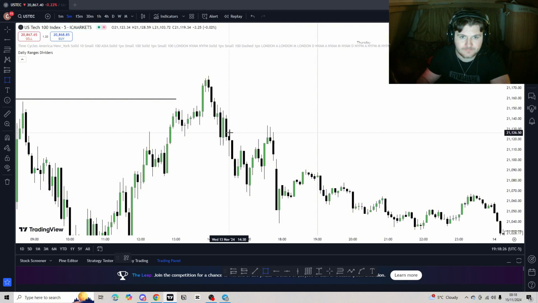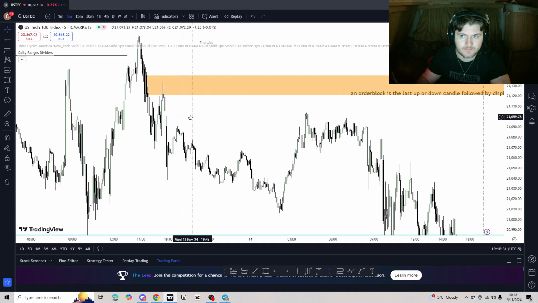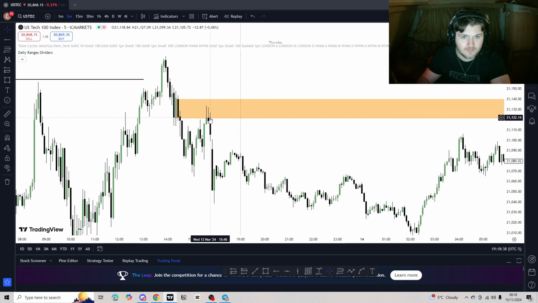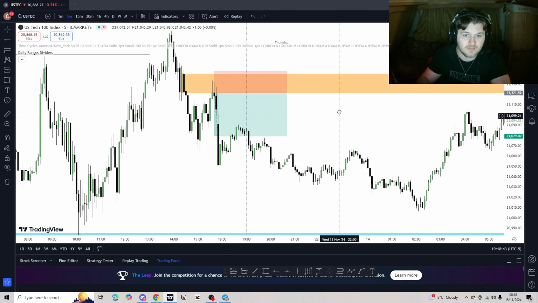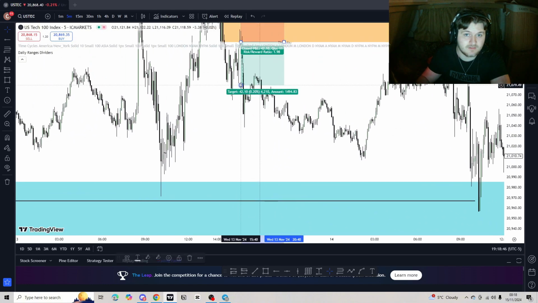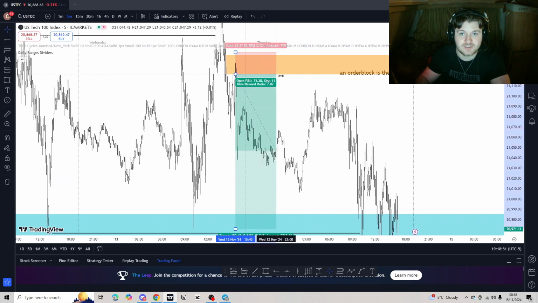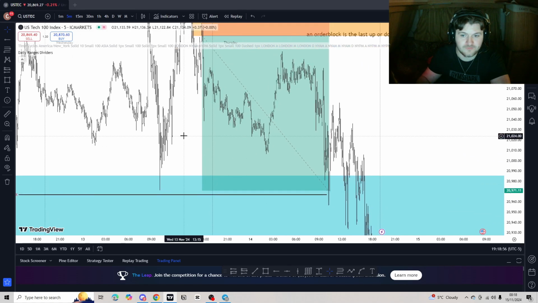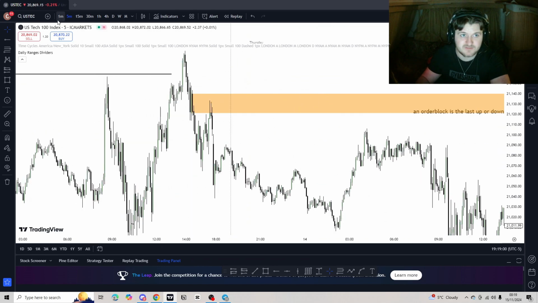Here, this would be an order block. This would be a bearish, because obviously it's the last up or down before displacement downwards. Comes back up, taps into the order block. If you're entering just off the order block, stops slightly above, targeting this internal low, and eventually you would have hit TP for 150 points.